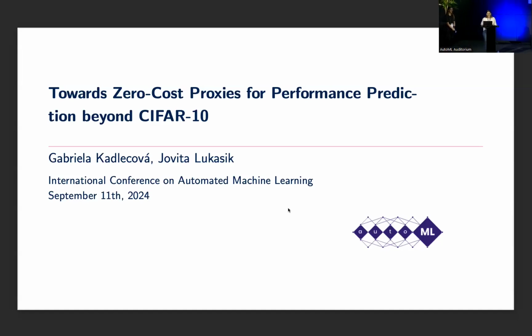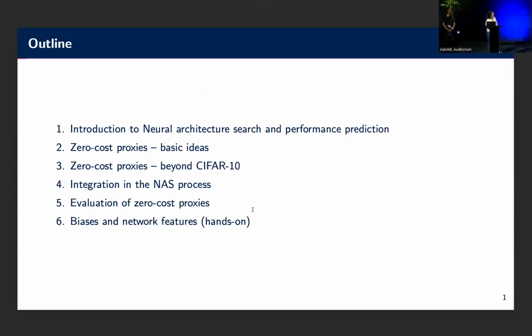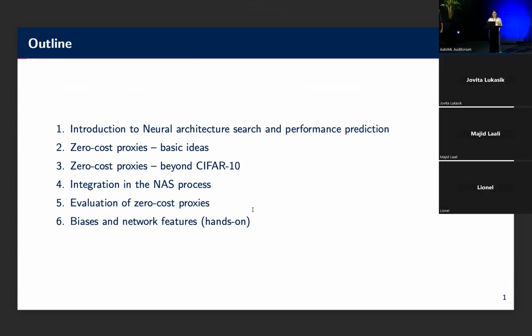So we will talk today a little bit about zero-cost proxies, performance prediction beyond CIFAR-10, i.e. beyond NAS. Therefore, the outline. Okay, so the outline is going to be a short introduction about NAS. We have seen that already in several different presentations, so that's going to be very quick. But then a little bit into the direction of what performance prediction is. We will talk about zero-cost proxies, the basic idea, and how we can move them beyond CIFAR-10. We will show you how to integrate them into the NAS process, what we think would be a good evaluation of zero-cost proxies in general, and then we will show you some hands-on tutorials.